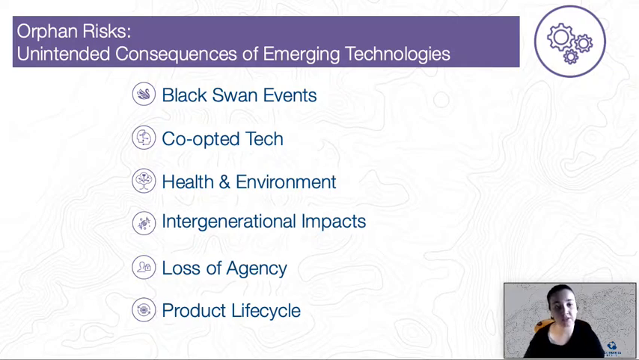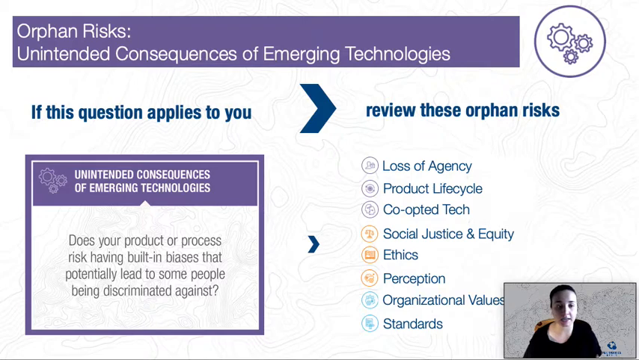So how do you know which of these risks may threaten your organization? We'll suggest starting by reading through some of the questions that we've come up with. You'll find a link to the full list of questions at the bottom of the slide. And if a question resonates with you and seems applicable to your organization or project, take a closer look at the associated orphan risks. And let's look at an example.